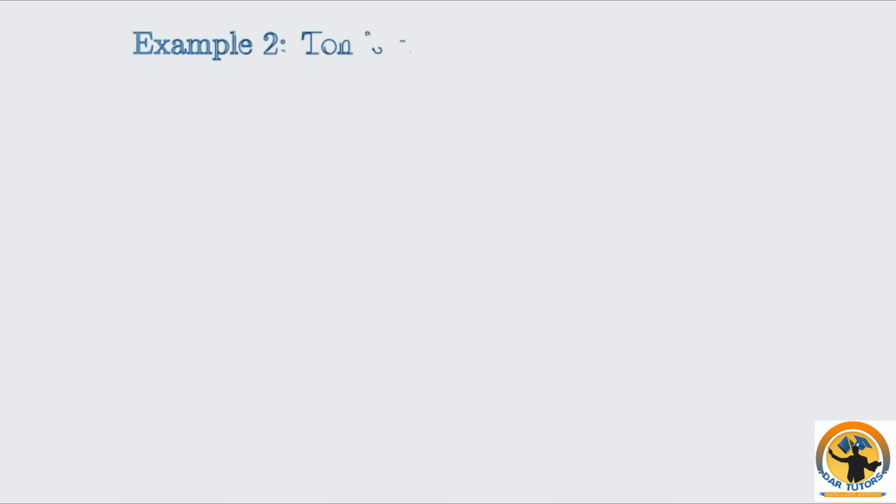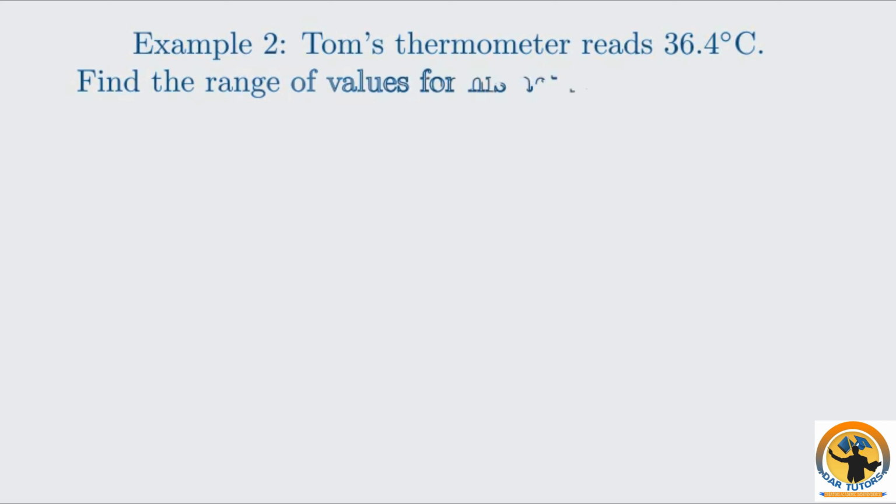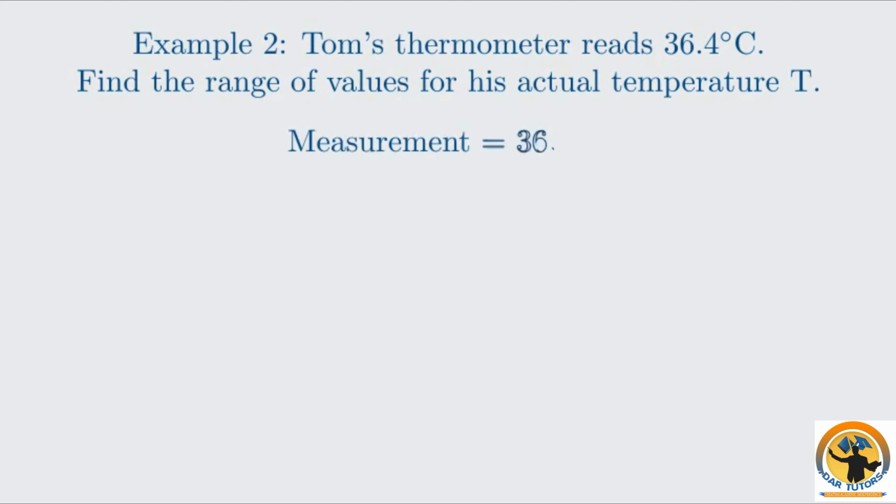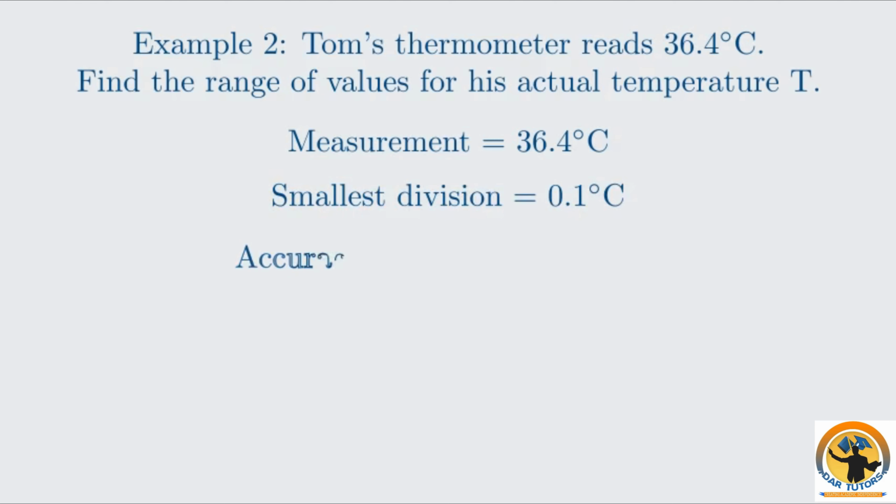Tom's digital thermometer shows his temperature as 36.4 degrees Celsius. What range of values could his actual temperature lie in? We'll follow the exact same steps. The reading is 36.4. The smallest unit of precision is 1 decimal place, or 0.1 degrees Celsius. Therefore, the accuracy of the thermometer is half of that, which is plus or minus 0.05 degrees Celsius.